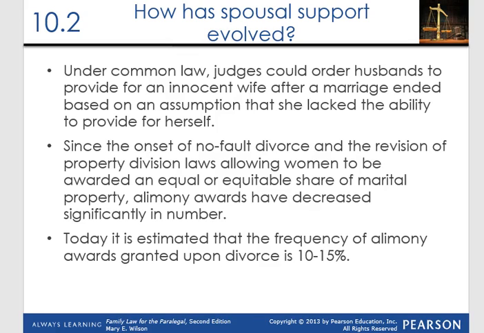How has spousal support evolved? Under common law, judges could order husbands to provide for an innocent wife after a marriage ended based on an assumption that she lacked the ability to provide for herself. Since the onset of no-fault divorce and the revision of property division laws allowing women to be awarded an equal or equitable share of marital property, alimony awards have decreased significantly in number. Today, it's estimated that the frequency of alimony awards granted upon divorce is only 10 to 15%.